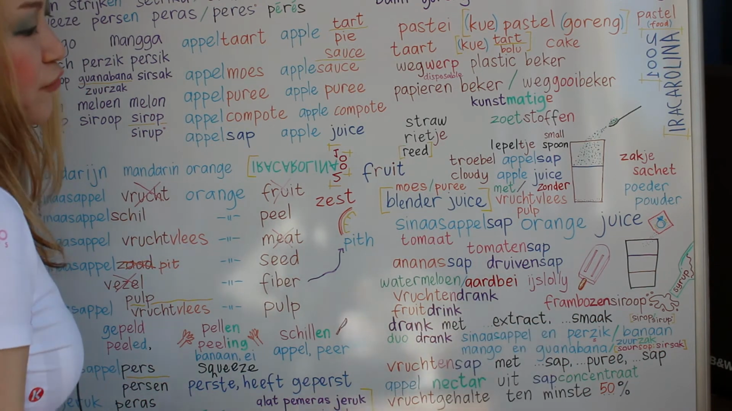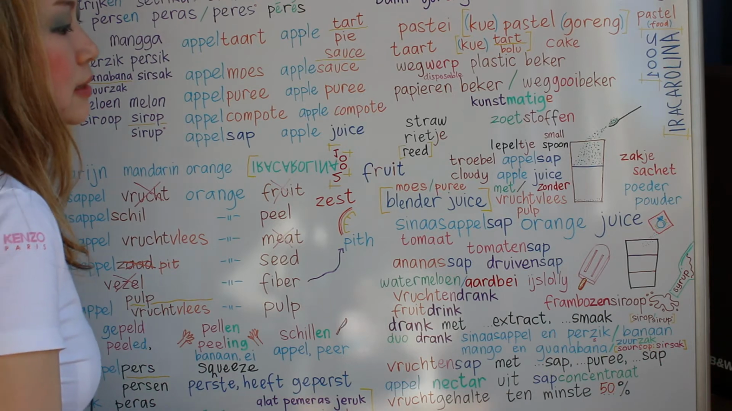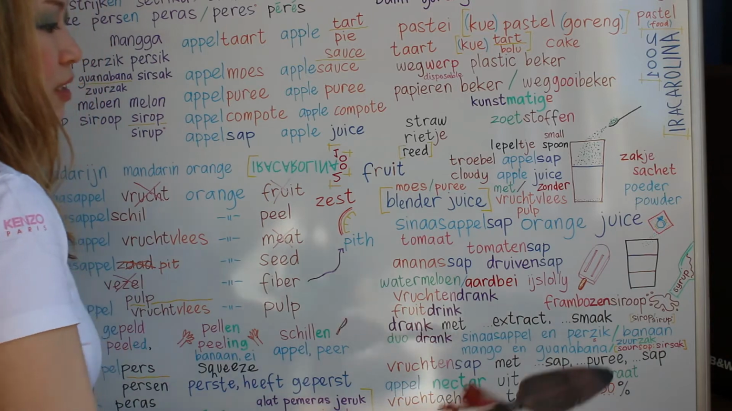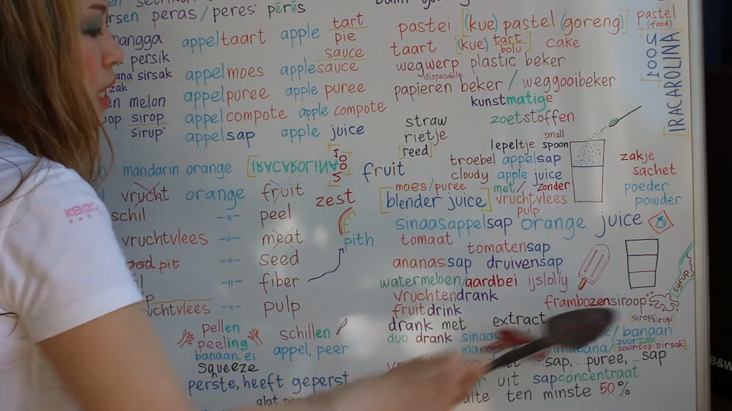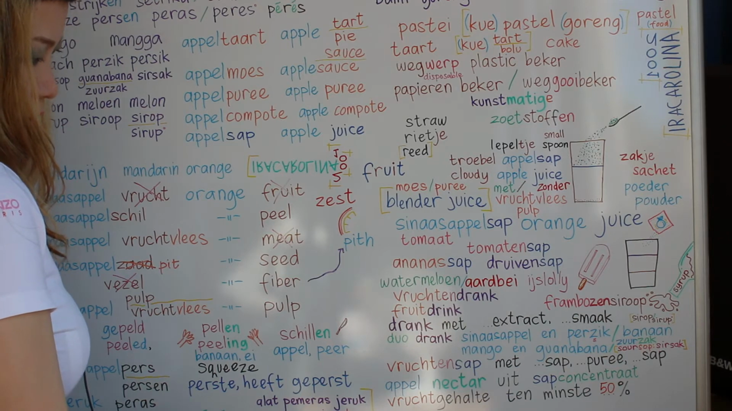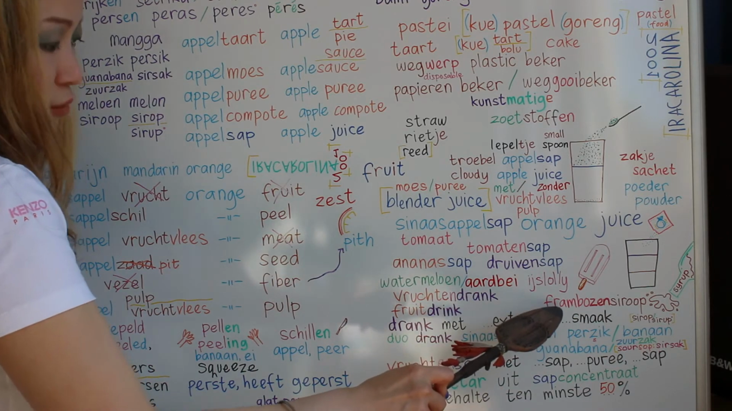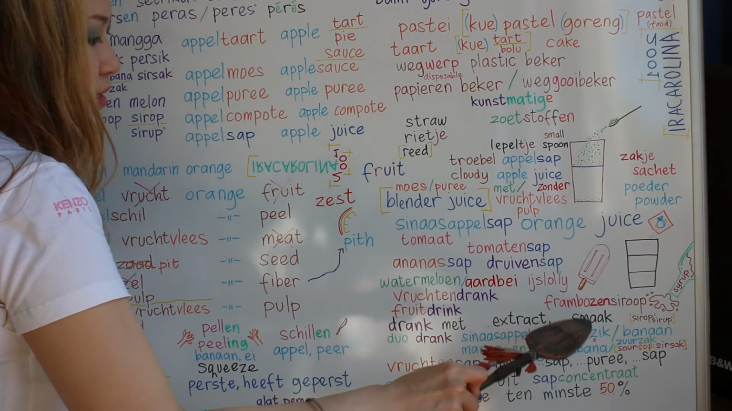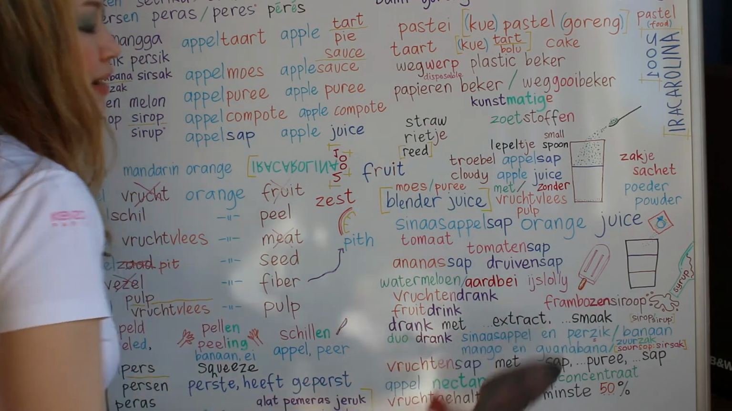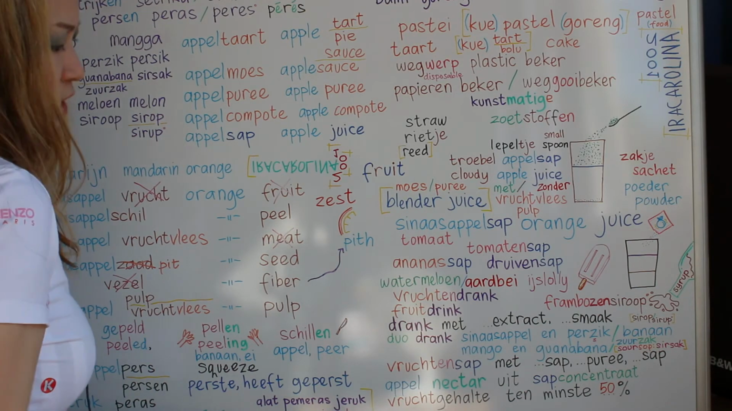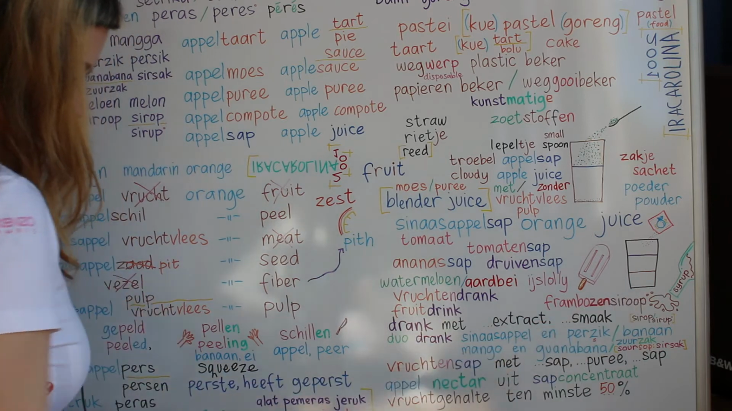We will go here first. In Dutch, syrup is siroop. This one is raspberry, frambozen, syrup, raspberry syrup. But in Dutch, you put it in one word.